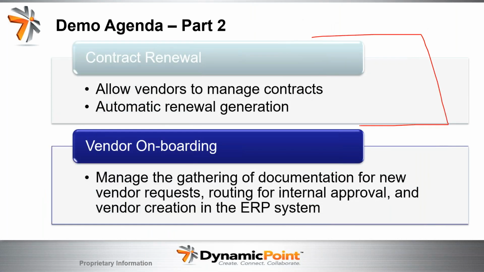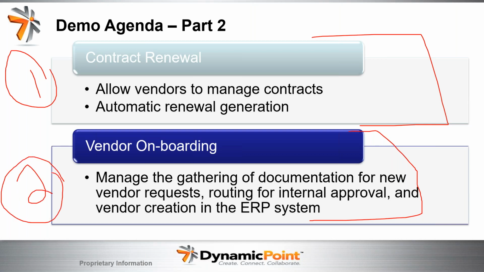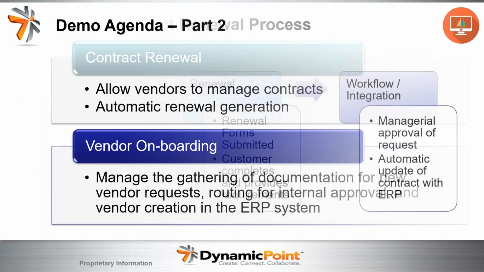I have a contract renewal process where I'm going to allow my vendors to renew their contracts directly from the portal with some workflow associated with it, as well as a vendor onboarding. Specifically on the vendor onboarding, I've automated the W-9 collection as well as some other vendor details, and I'm going to create that vendor automatically after they've been onboarded. So, two examples. We'll go through the contract renewal first. It's a little bit more simple, and then we'll hit the vendor onboarding process next.